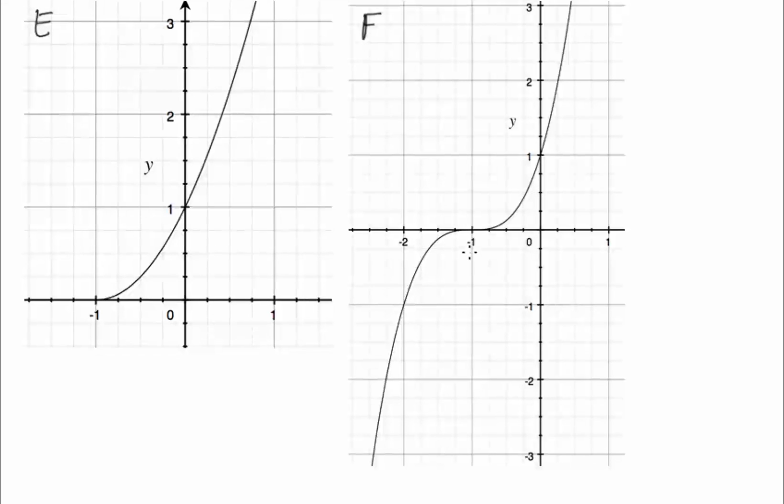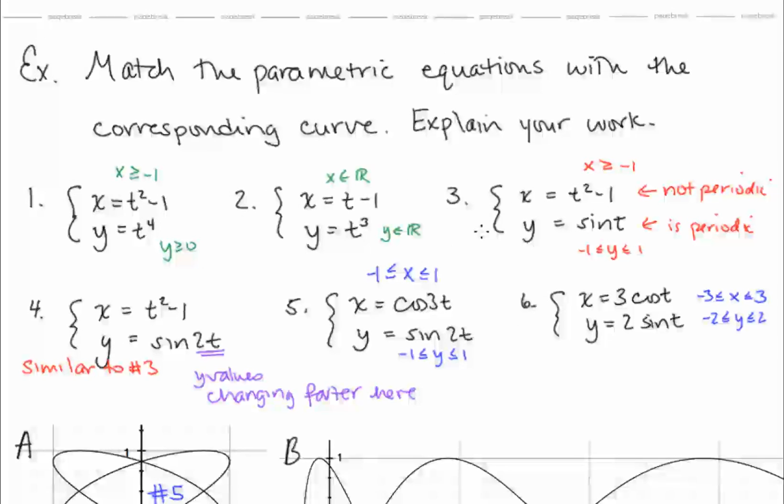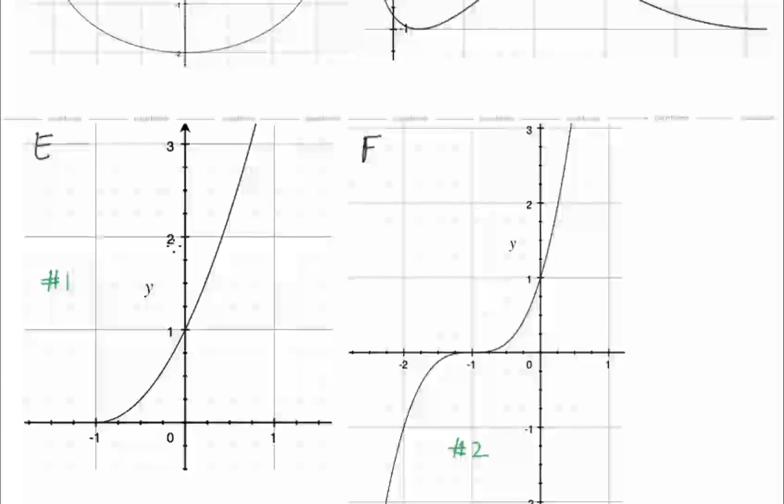Here we see that we have some negative y values, and so this is definitely number 2. And this one is number 1. Notice also here that this looks like the x cubed graph moved over 1 unit to the left. And notice if we solve here for t, we get t equals x plus 1. So this is y equals x plus 1 to the 3rd power. And so that is the last graph, graph F. Here we have x greater than or equal to -1, y greater than or equal to 0, and that does in fact match graph E.